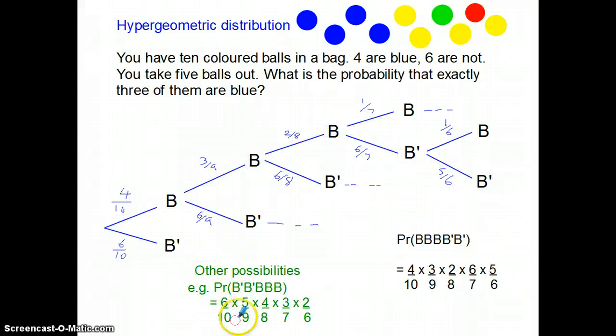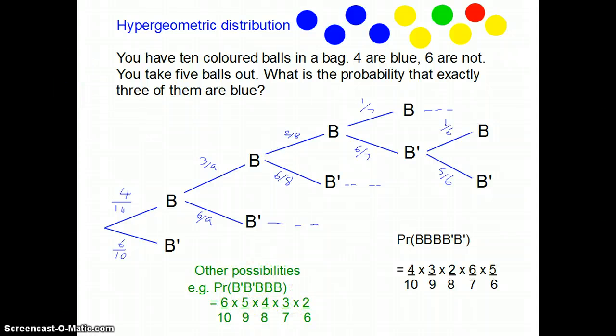So another possibility might be if you went not blue, not blue, blue, blue, blue. And those probabilities would be 6 on 10, because there's 6 not blues and 10 to start off with. Then the next one there would be 5 on 9. Then we'd get a blue. Our first blue would be 4, second blue would be 3, third blue would be 2, over 8, 7, 6. So you can see the denominators are the same, but the numbers at the top have changed, but only in order. So we actually get the same value when we work out this different order.